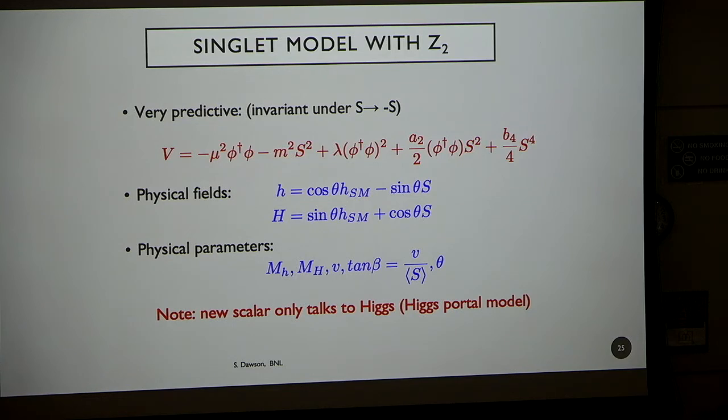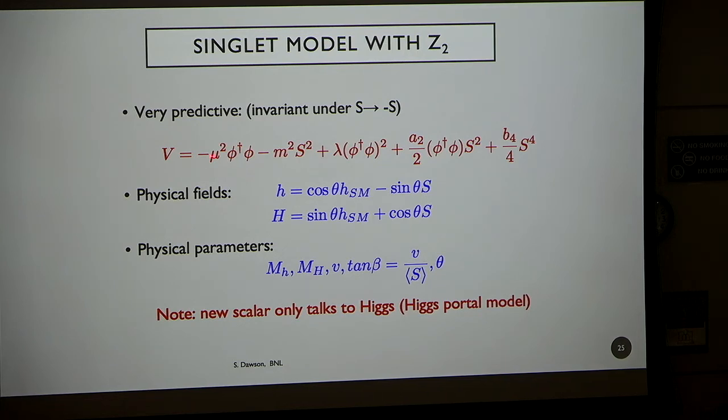So let's add a singlet scalar. I showed you that a singlet scalar doesn't contribute to the rho parameter, so it doesn't do much to radiative corrections, so it's relatively benign in terms of stuff I can add to my model. So my singlet scalar is going to be S. It's going to be invariant under a Z2 symmetry, S goes to minus S, and that means that there are no cubic terms in the interaction potential.